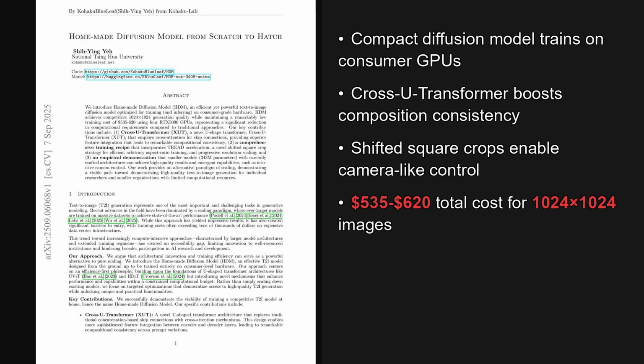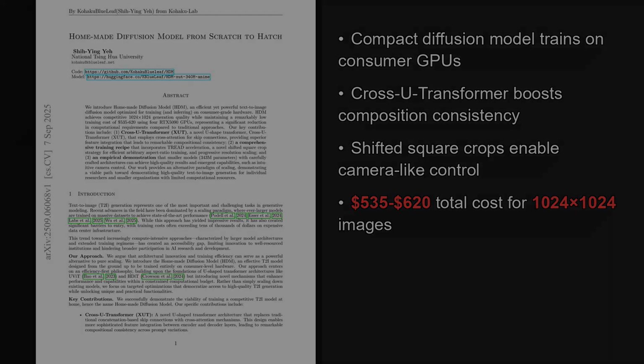The paper is titled Homemade Diffusion Model from Scratch to Hatch, and as we will see later, the implications for budget-friendly training are quite significant. The work centers on a cross-U transformer design, token routing acceleration, shifted square crops, and progressive resolution scaling to deliver strong images and even intuitive camera control.